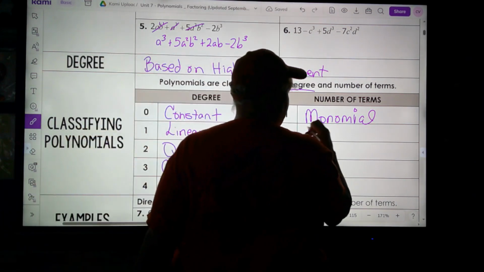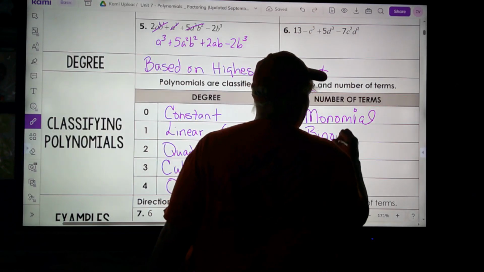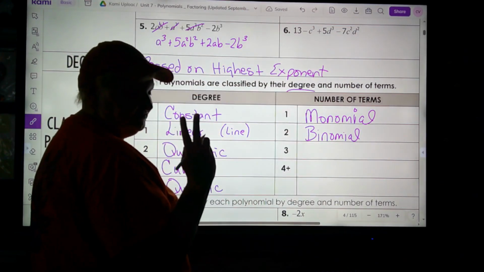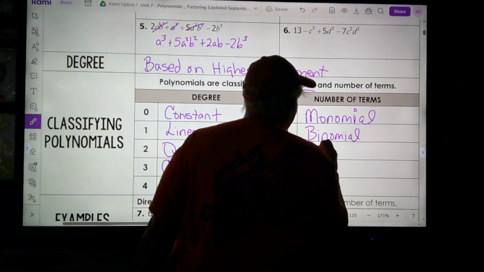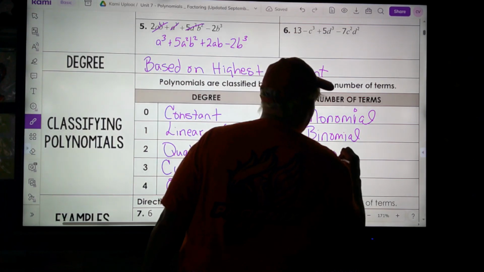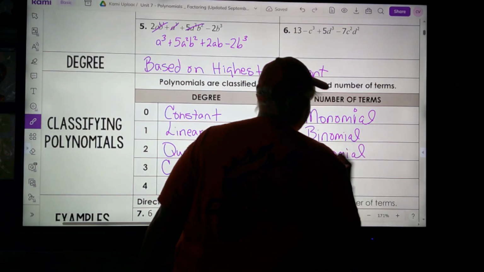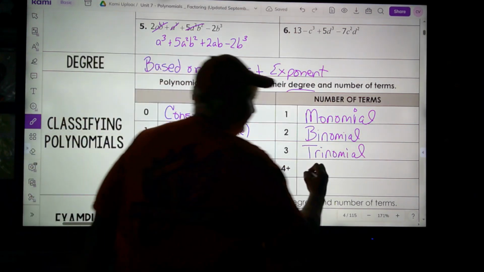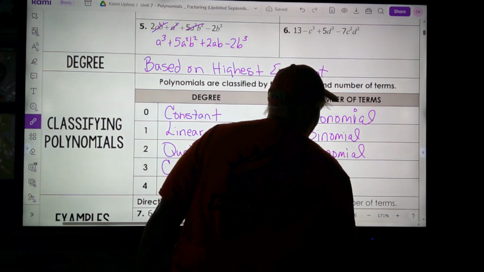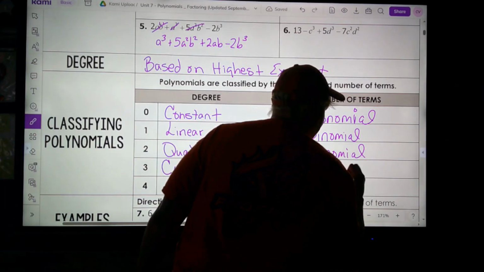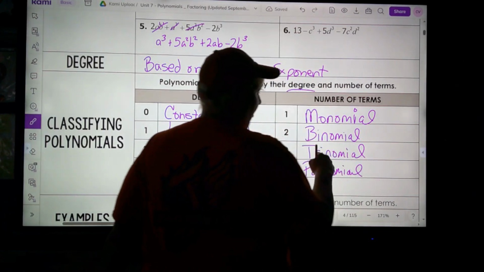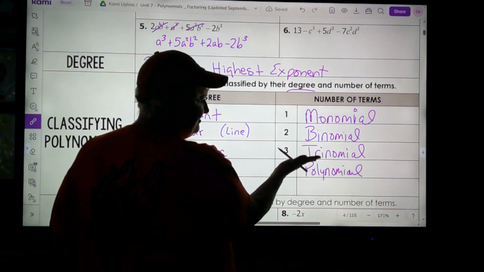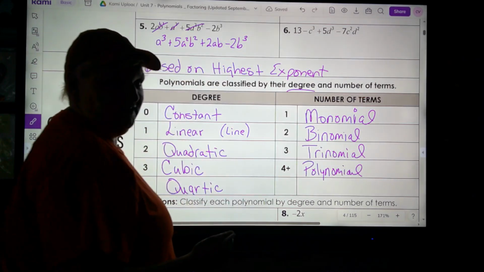If it has 2 terms, it's a binomial. Sensing a pattern here? Bi, meaning 2. If it has 3 terms, it's a trinomial. Tri meaning 3. 4 and up, polynomial. Right? So technically, all of these are also polynomials. But if it has less than 4, it has a specific name.